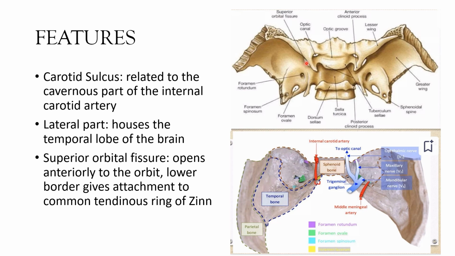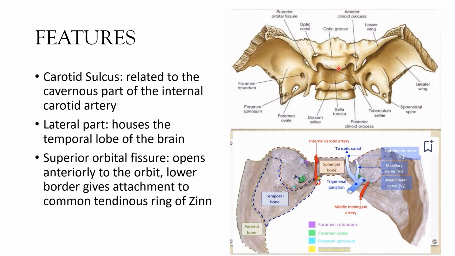Now this fissure is found between the lesser wing of the sphenoid, and the greater wing of the sphenoid, and then medially it is bounded by the body of the sphenoid. Now it is a long fissure which communicates the middle cranial fossa with the orbit anteriorly.